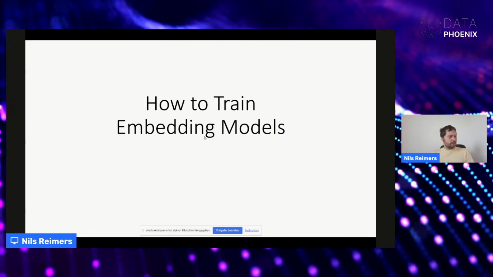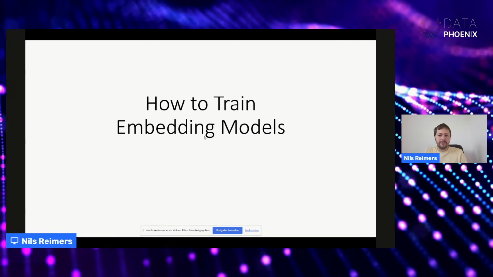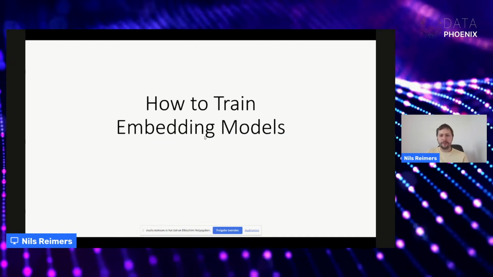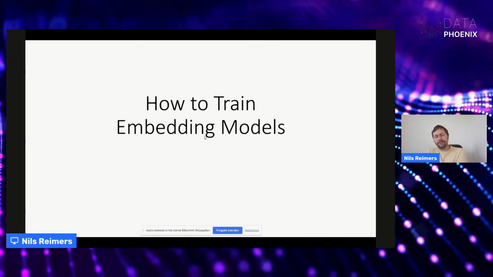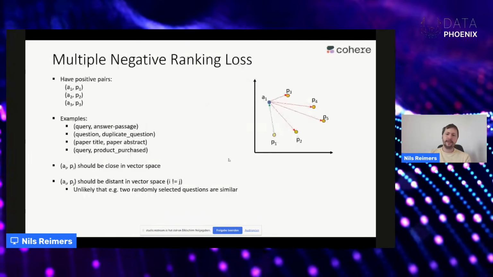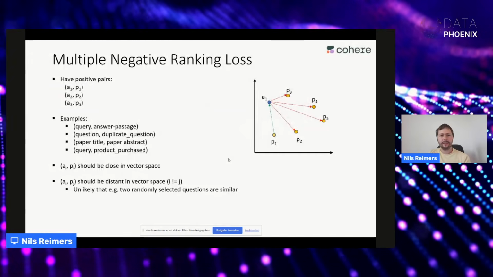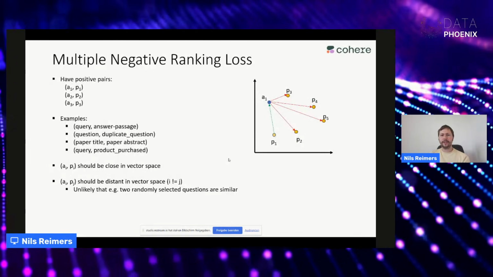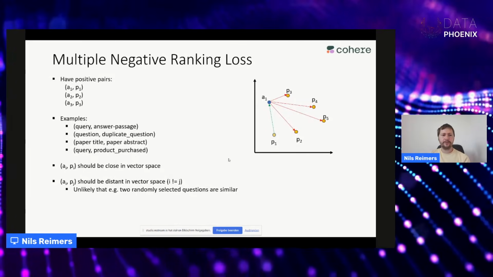Now we're getting a bit more technical. I hope you're hooked on these embedding models, extremely cool, extremely helpful for search. So now the question is, how are these trained? The most common setup is using multiple negative ranking loss or contrastive loss.